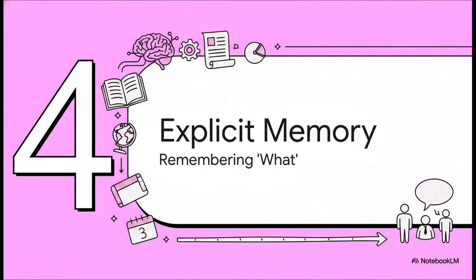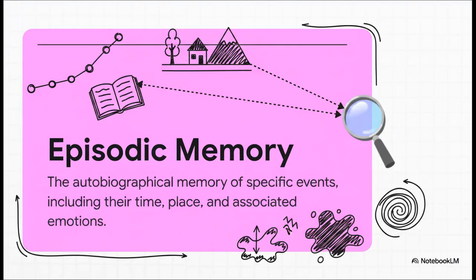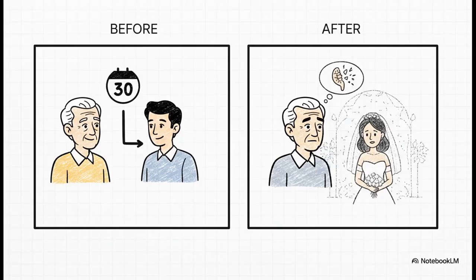Let's dig into that first category, explicit memory. This is the memory of what? All the facts, the figures, and the personal stories that make up our conscious knowledge base. Now, explicit memory itself has two subtypes. The first is what we call episodic memory. This is essentially your autobiographical memory, the story of your life. It's totally time and context-based. It captures specific episodes, where you were, when it happened, and crucially, how you felt about it. This type of memory is uniquely fragile, a fact that's tragically illustrated by Alzheimer's disease. Just imagine a father in the early stages.